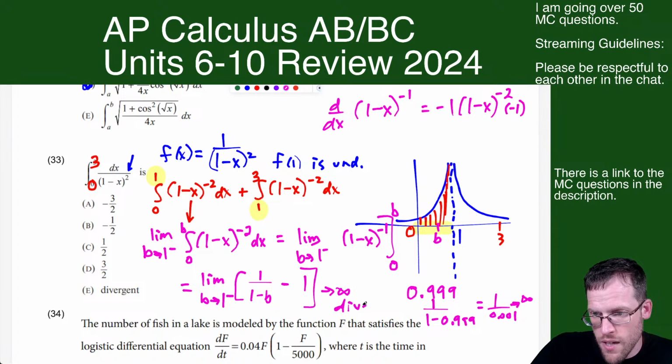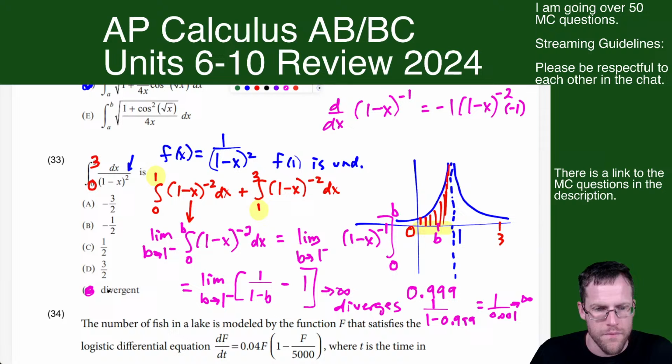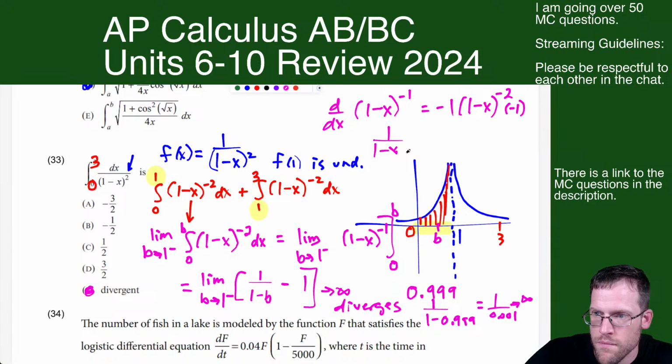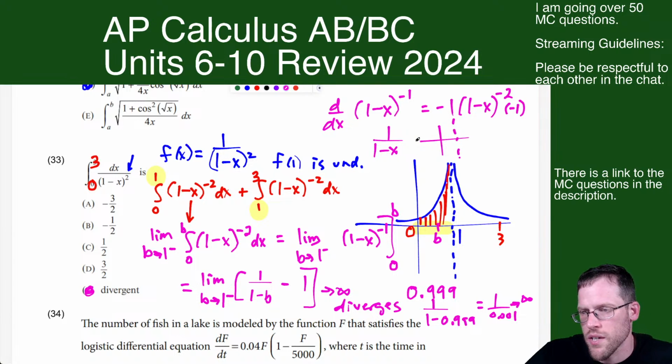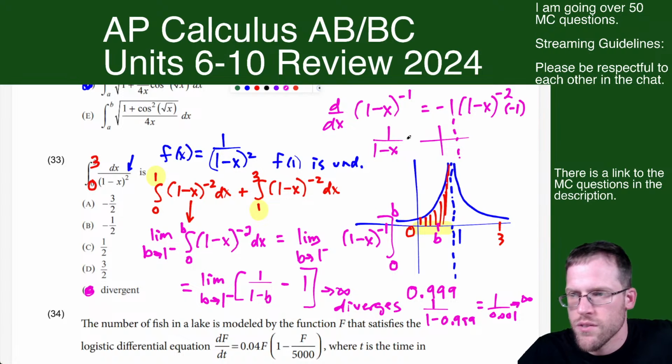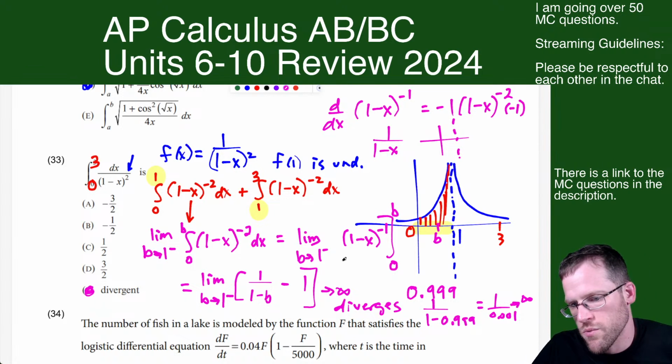And if one piece diverges, the whole thing is divergent. Okay? So that's it. Yeah, that one's a little tricky. You could also just think of 1 over 1 minus x as going to have a vertical asymptote at 1. So it's going to be a situation where it's infinite. Alrighty. So that's why it's going to infinity.